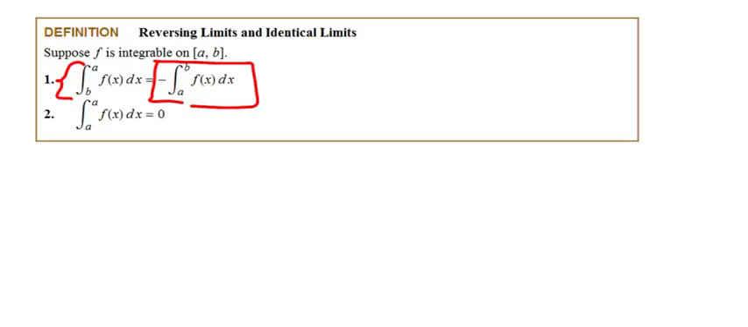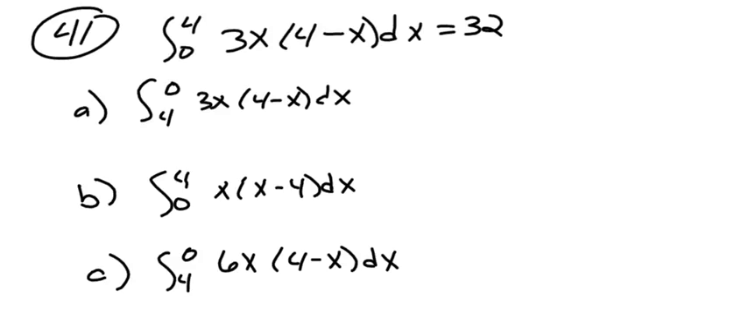So I want to go ahead and do an example of number 41. I'm given the integration from 0 to 4 of the function 3x times 4 minus x. That's our height. Dx is the width. Our bounds are from 0 to 4. It's telling us this area is going to equal 32.